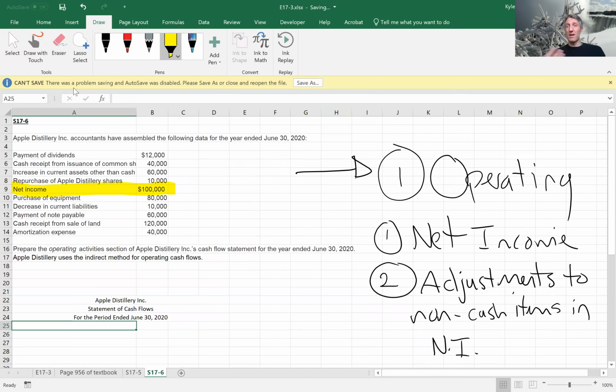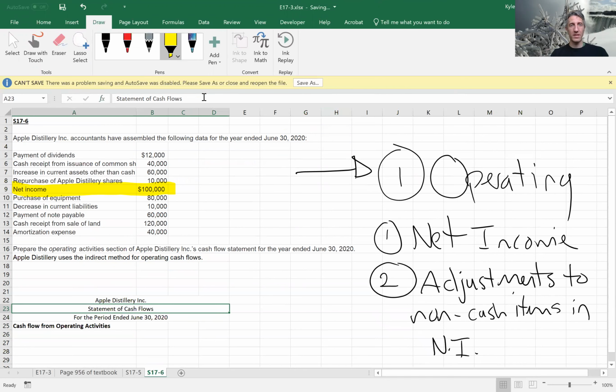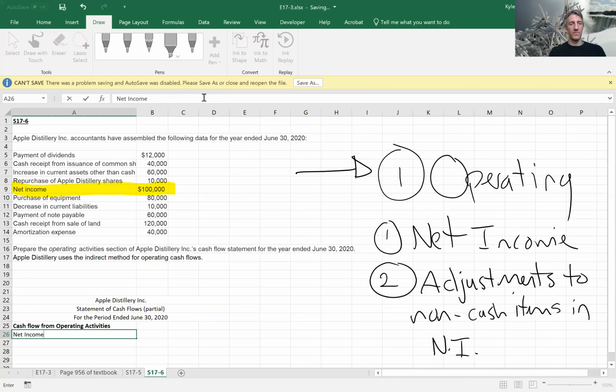So it's going to be the very first line of the cash flow from operating activities. I'm going to bold this because it's a subheading. And in my title line, I have the statement of cash flows. Probably what I should have done is said partial, because it's not the complete statement. We're not doing the investing and financing activities section. We're just doing the operating activities section. So the cash flow from operating activities, what we're going to do is we're going to start with net income.